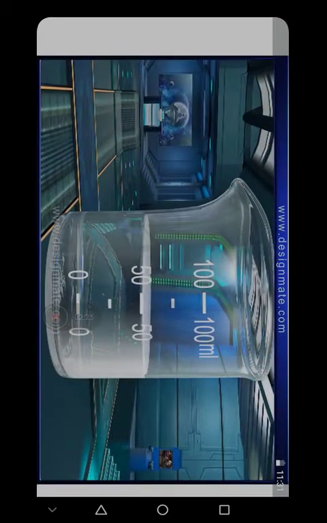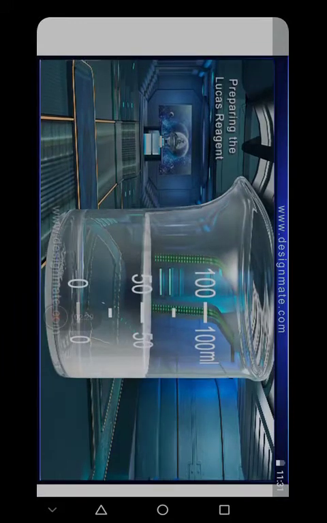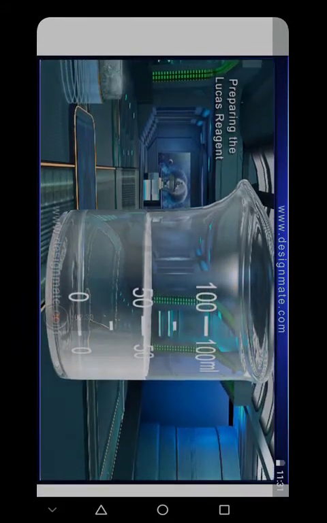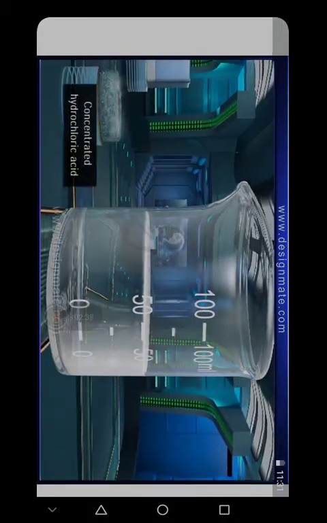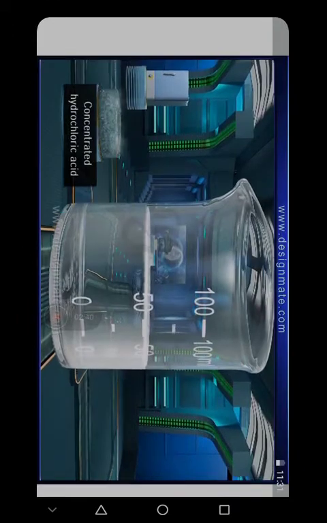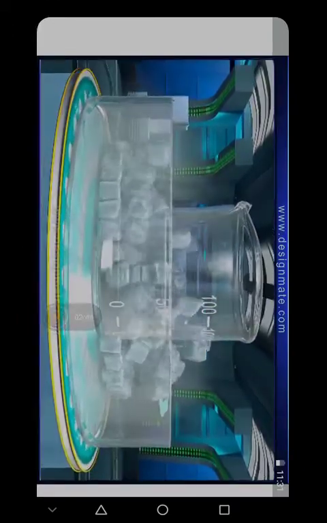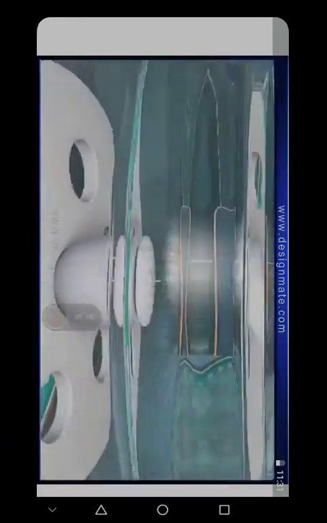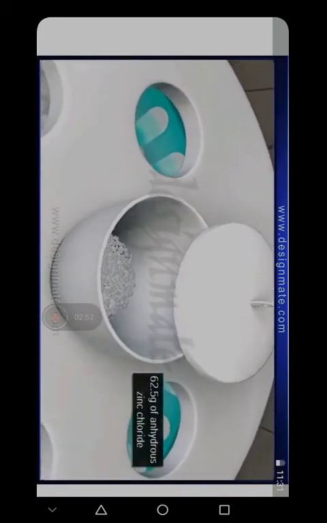We shall now perform the Lucas test in our virtual lab. For this, we need to first prepare the Lucas reagent. Take 47 milliliters of concentrated hydrochloric acid into a 100 ml beaker placed in an ice bath. Weigh out 62.5 grams of zinc chloride.